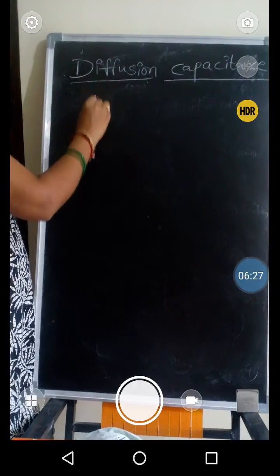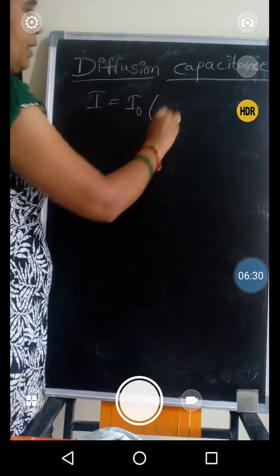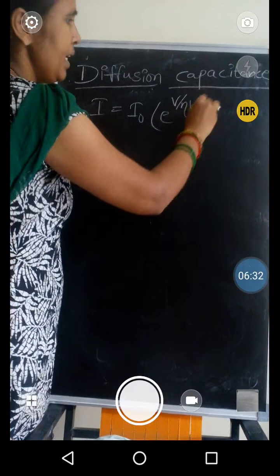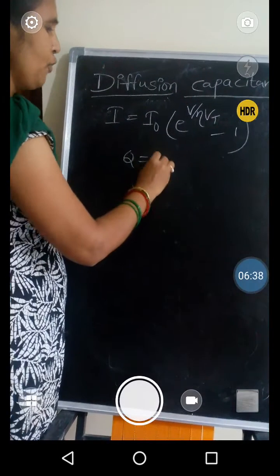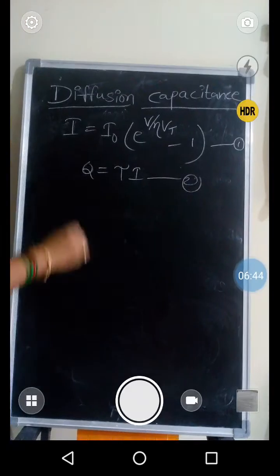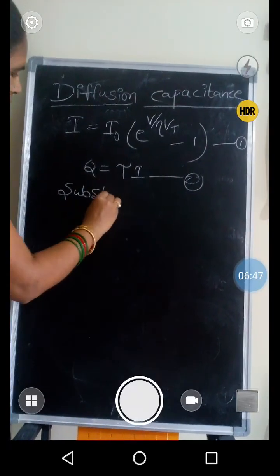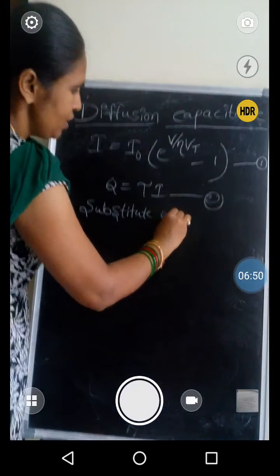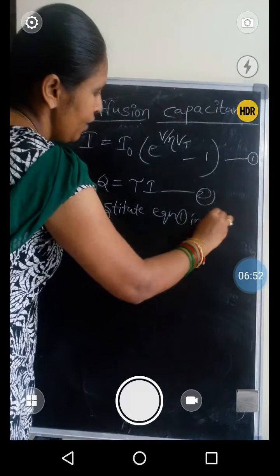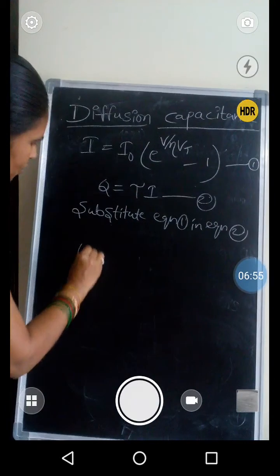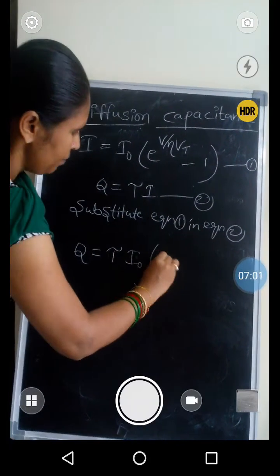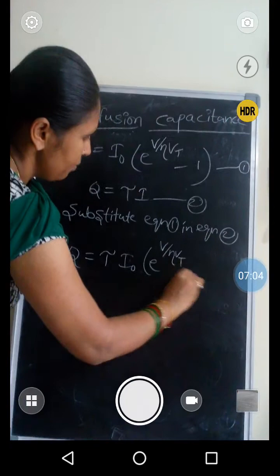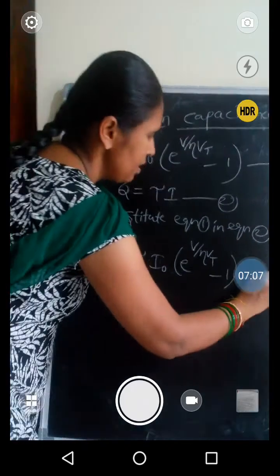You know the current formula I equals I naught into e power V by eta Vt minus 1. This is equation number 1. Substitute it in the charge equation Q equals tau I, which is equation number 2. Substituting equation 1 in equation 2, Q equals tau into I equals tau I naught into e power V by eta Vt minus 1. This is equation number 3.